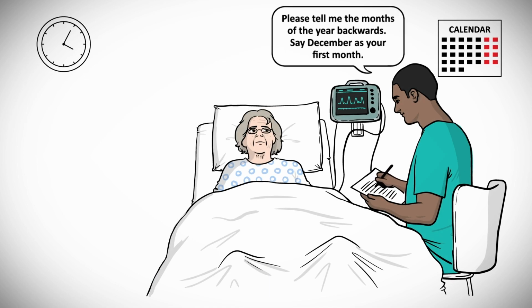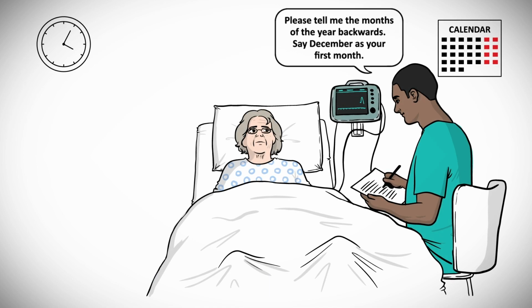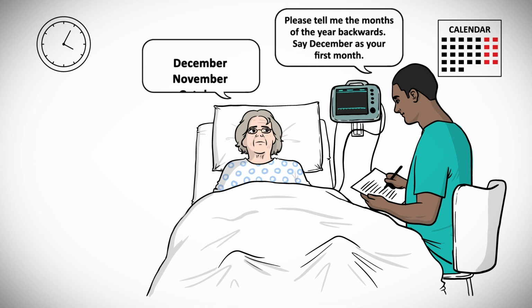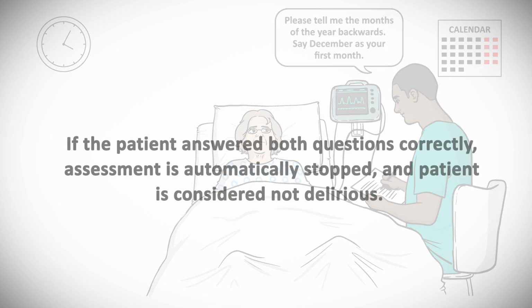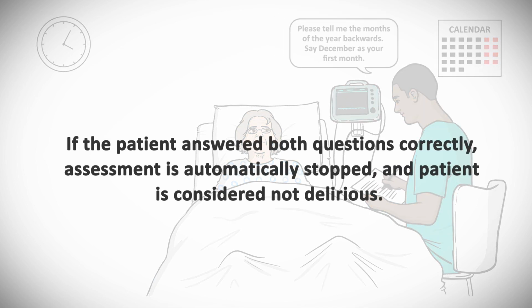Ask the patient, "Please tell me the months of the year backwards. Say December as your first month." All 12 months must be present and stated in the correct order to be considered correct. If the patient answered both questions correctly, assessment is automatically stopped and patient is considered not delirious.